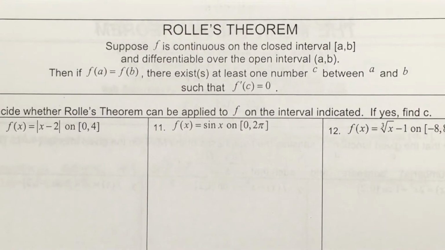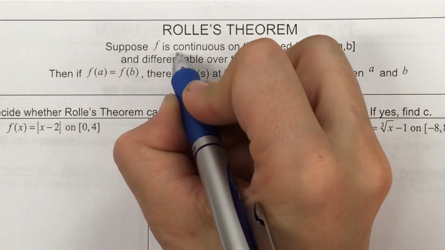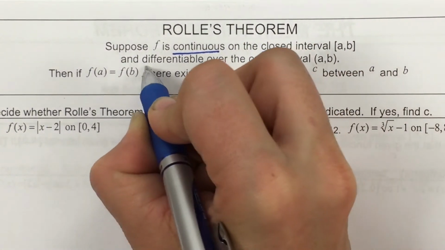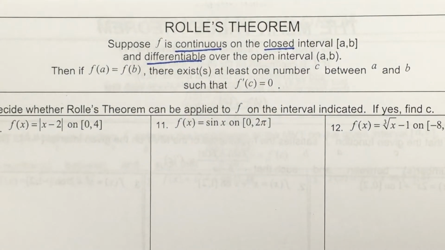All right, now we're going to look at Rolle's theorem. Rolle's theorem is just a specific case of the mean value theorem. In Rolle's theorem, like the mean value theorem, the function needs to be continuous, closed, and differentiable. So you always need to check those 3 things first before proceeding.